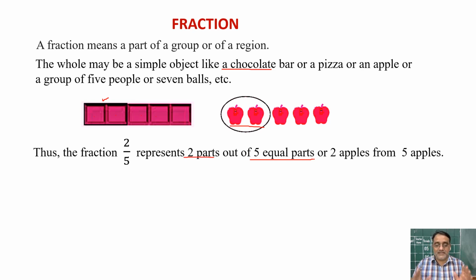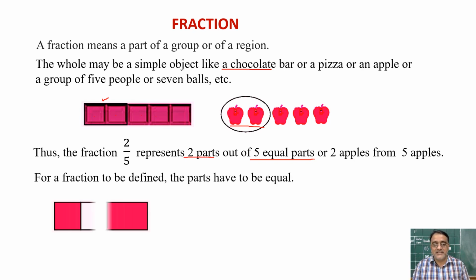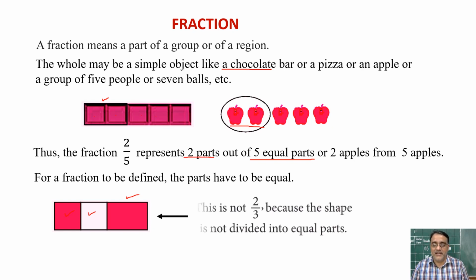Right? But for a fraction to be defined, the parts should all be equal. ऐसा नहीं कि एक बड़ा part है और एक छोटा part है. That I will explain right now. See this figure. These two are equal parts. But what about this one? This is not equal. So ये बड़ा part है. तो हम लोग इसको 2 by 3 नहीं बोल सकते. क्यों? क्योंकि shape is not divided into equal parts. This is clear to all of you? Yes, sir. Right.